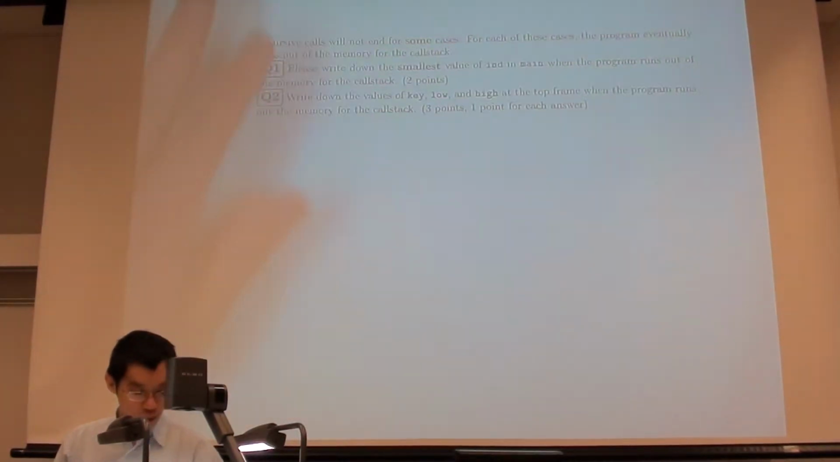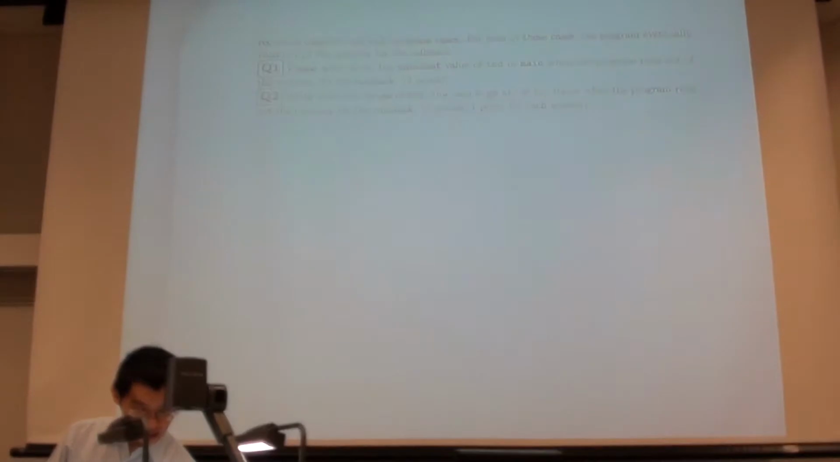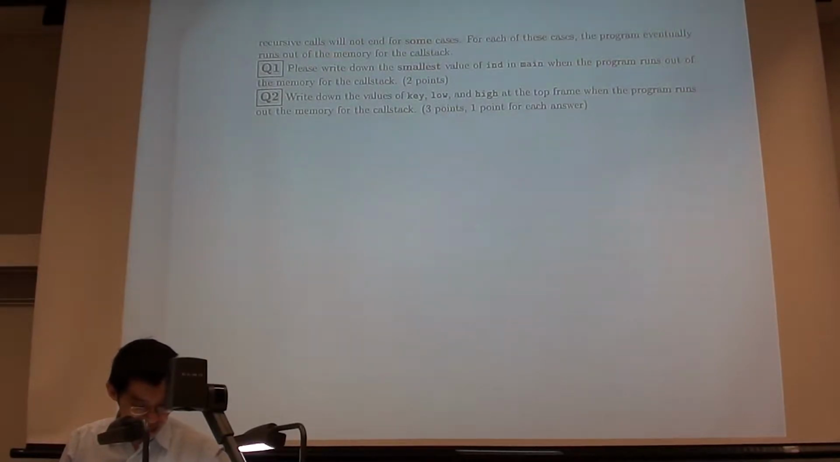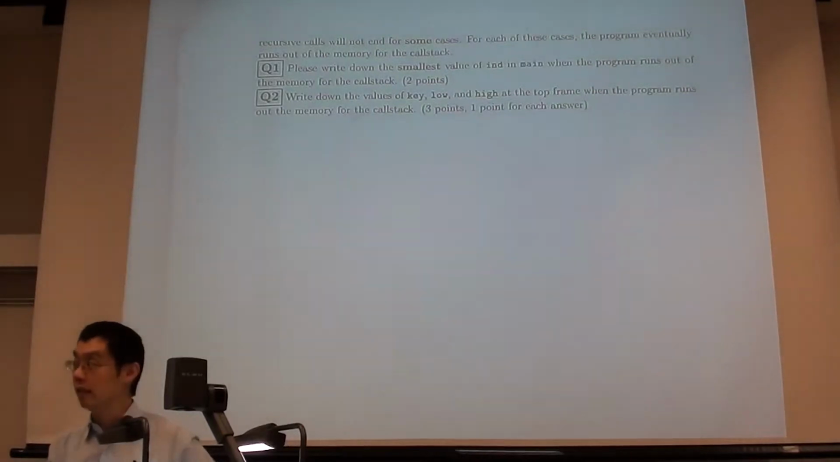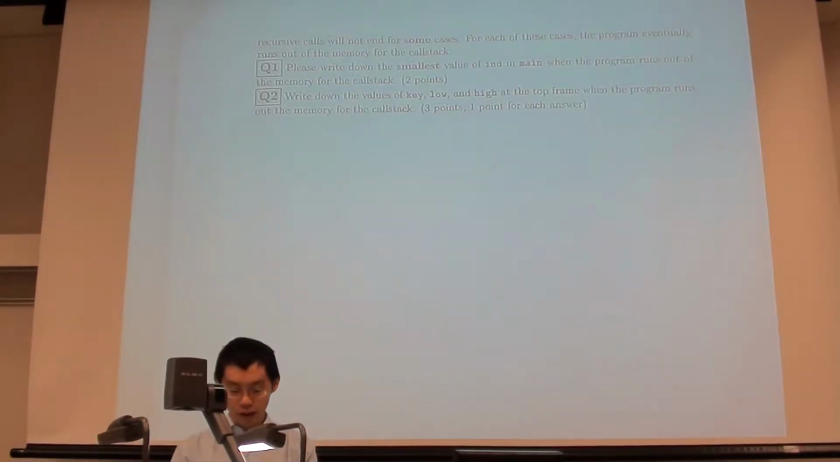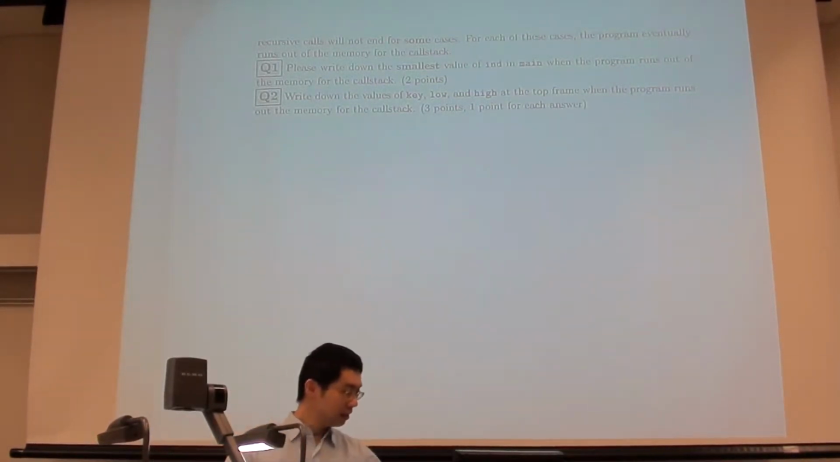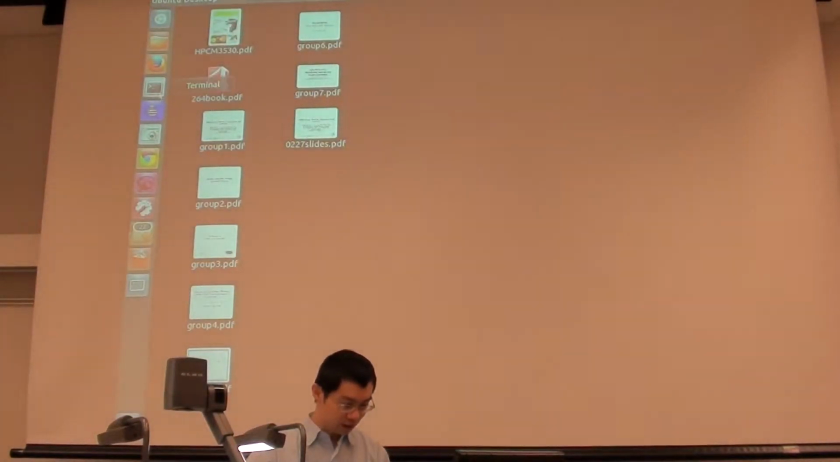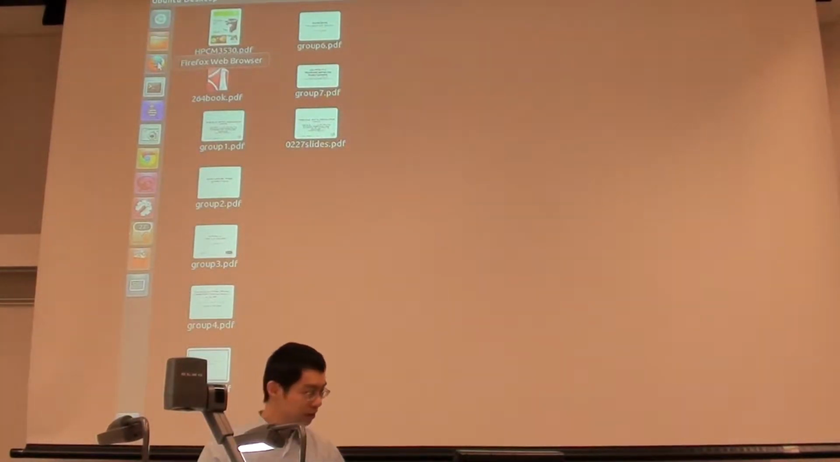So please write down the smallest value of int in main when the program runs out of memory for the call stack. And write down the value for key, low, and high at the top frame when it runs out of call stack memory. This is actually a simplification of a question from last semester. And if you remember, I actually told you to study that question.